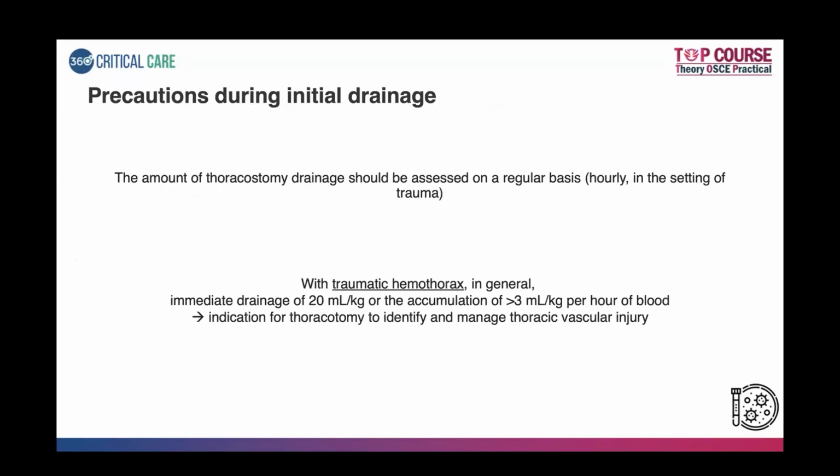So what they say is, with traumatic hemothorax in general, immediate drainage of 20 ml per kg or accumulation of more than 3 ml per kg per hour of blood is an indication for thoracotomy to identify and manage a thoracic vascular injury.